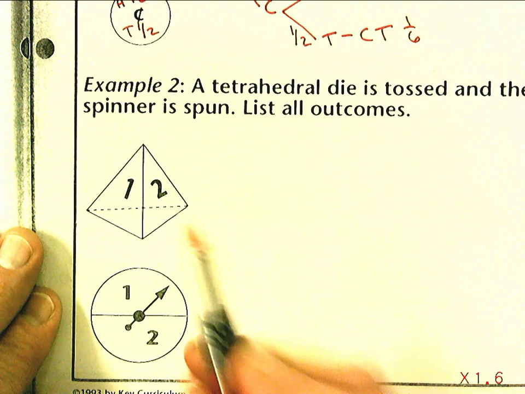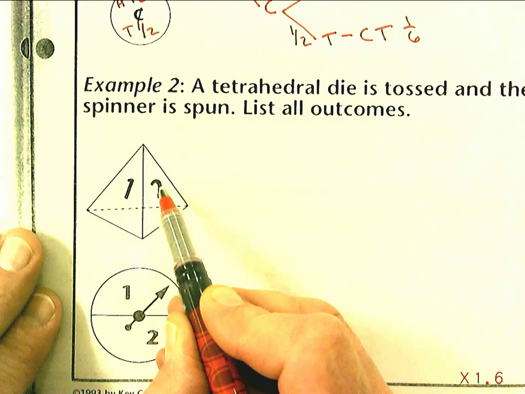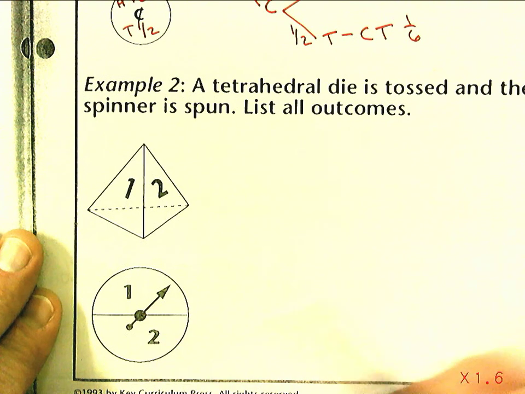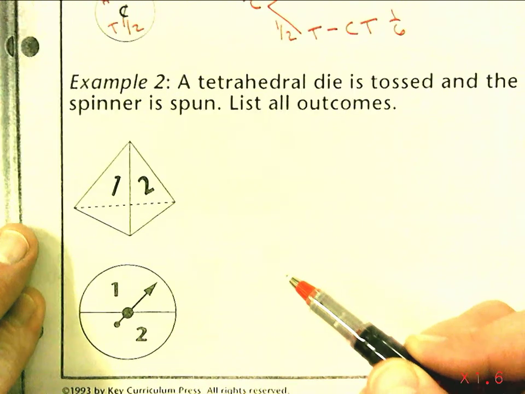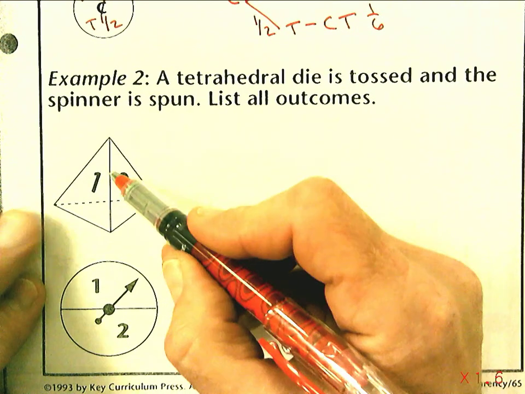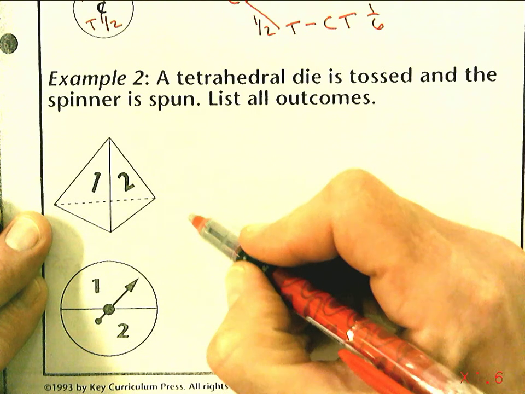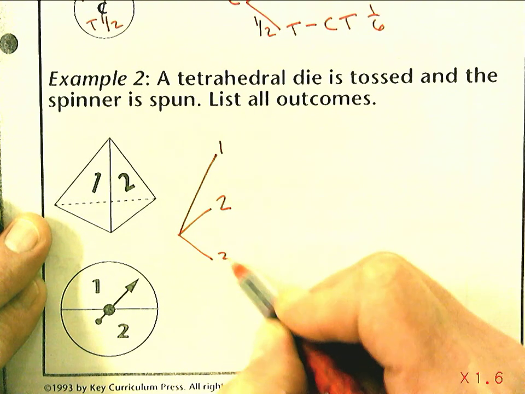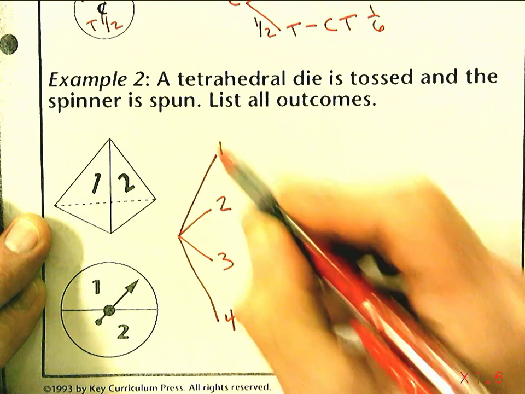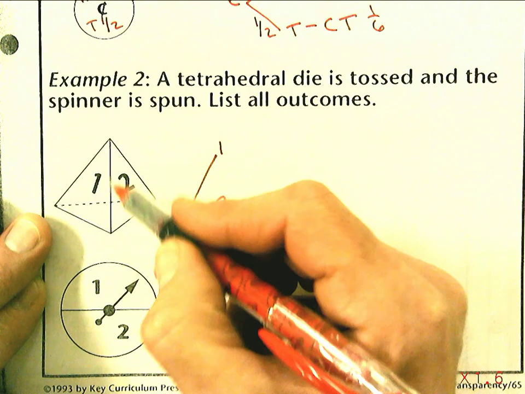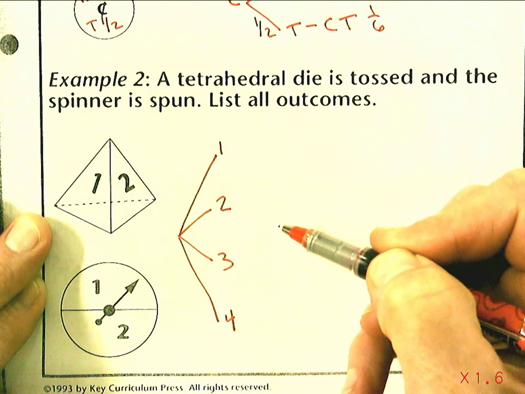Now in example 2, we have a 4-sided die, tetrahedral die, and a spinner that has just the numbers 1 and 2 on it. So again, we're going to list the outcomes using a tree diagram and determine the probabilities of each outcome. So if we use the 4-sided die first, you could get a 1, a 2, a 3, or a 4. Those are the 4 outcomes on the tetrahedral die. You can't see the back side of this. There's a 3 on one side and a 4 on the underneath.